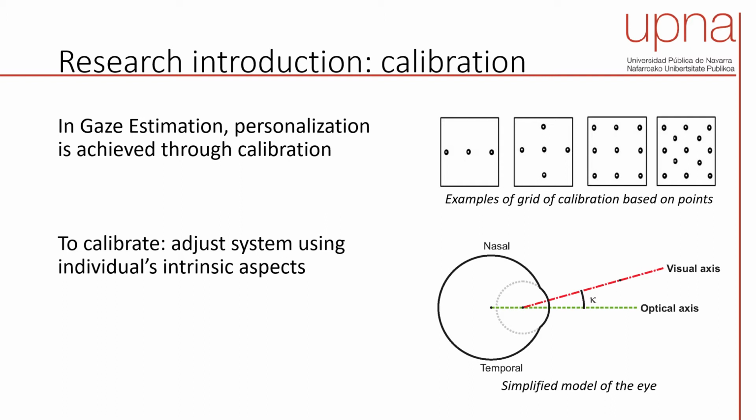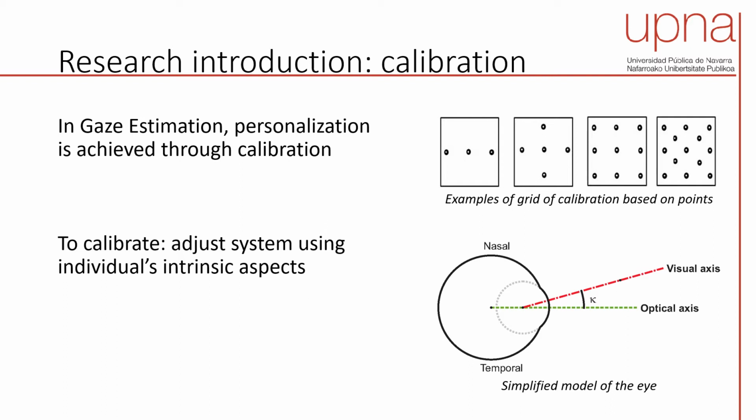One of the ways to calibrate a gaze estimator is to present the user a grid of points, as the ones that we have in the top right figure, and then ask the user to stare at the points in a specific order. In the simplified model of the eye figure that appears in the bottom right, we can find one characteristic that cannot be learned directly from an image.